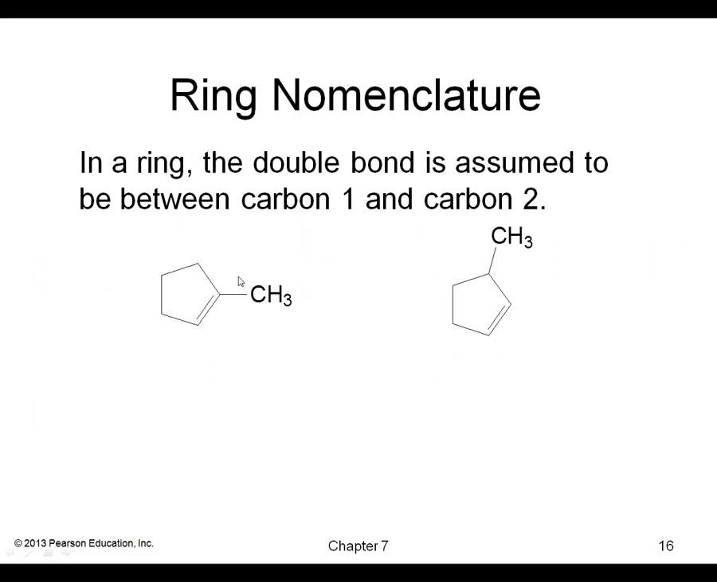Here are some other examples. Suppose we had a group on the ring. How would I number the ring here? I would do it like this, wouldn't I? Start at 1 and then number through the double bond to go that way. And so this would be 1-methylcyclopentene.